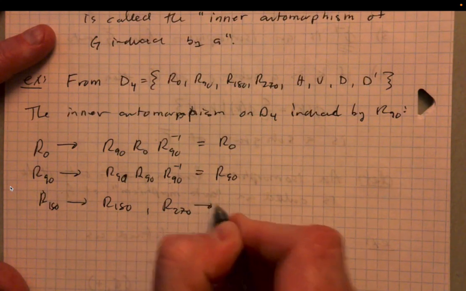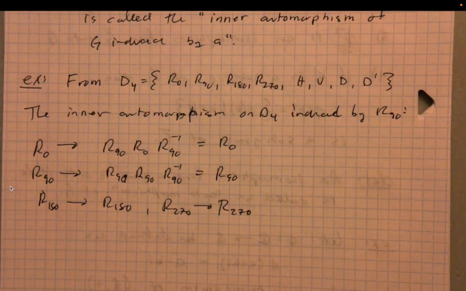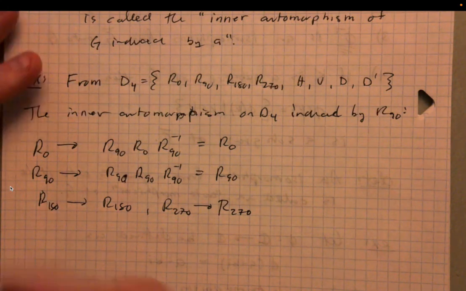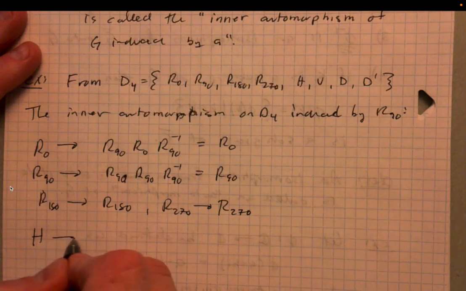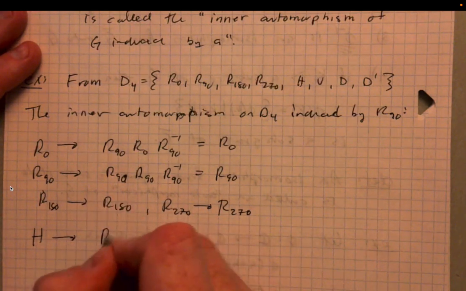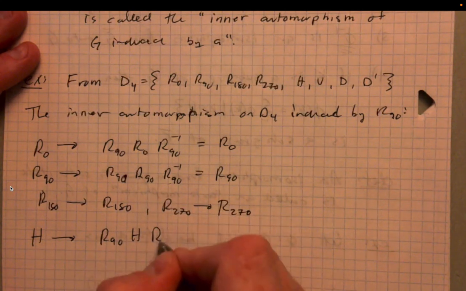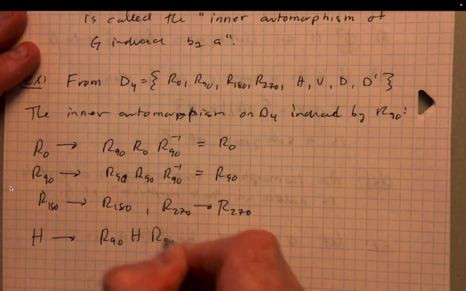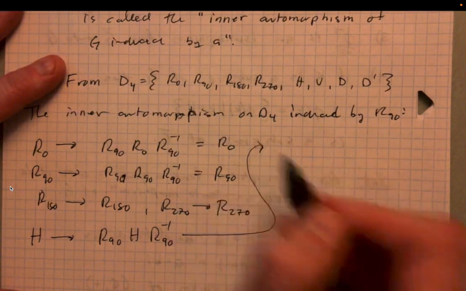So the rotations are very well behaved. They just kind of map to themselves. Okay, what about the flips? So what about H? What happens with H? Well, H under this mapping is going to be a 90-degree rotation followed by a horizontal flip H, followed by a negative 90-degree rotation. What does that actually look like?